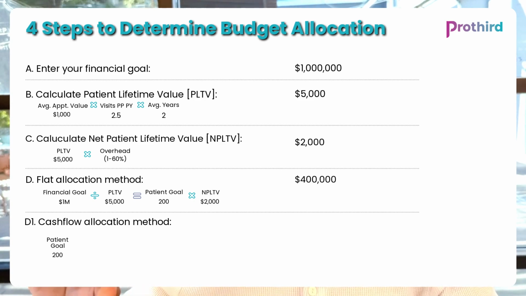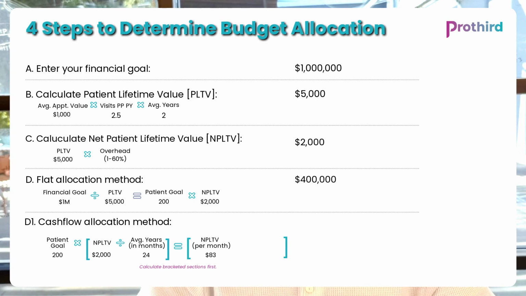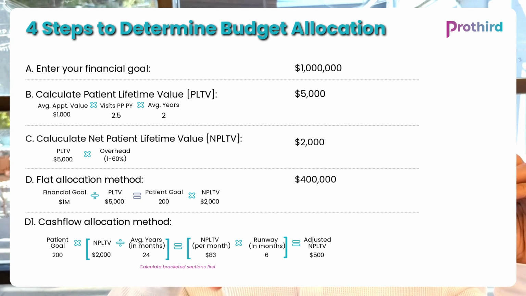patient lifetime value by the number of months we have as a runway. If you remember our patient lifetime value calculation, you'll remember that our patients stay with us for about 24 months on average. So what we're going to do is take that net patient lifetime value of $2,000, divide it by the average time in months our patient stays with our practice. In this case, it's 24. That means that we make on average about $83 per month on a patient. Okay. So with 6 months of runway, we're going to take that $83, multiply it by 6 months, and that equals about $500. So now our net patient lifetime value went from $2,000 to $500.